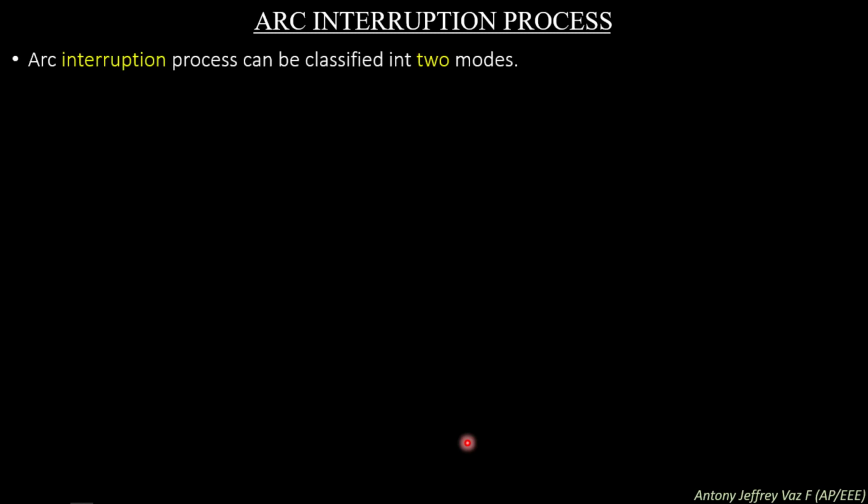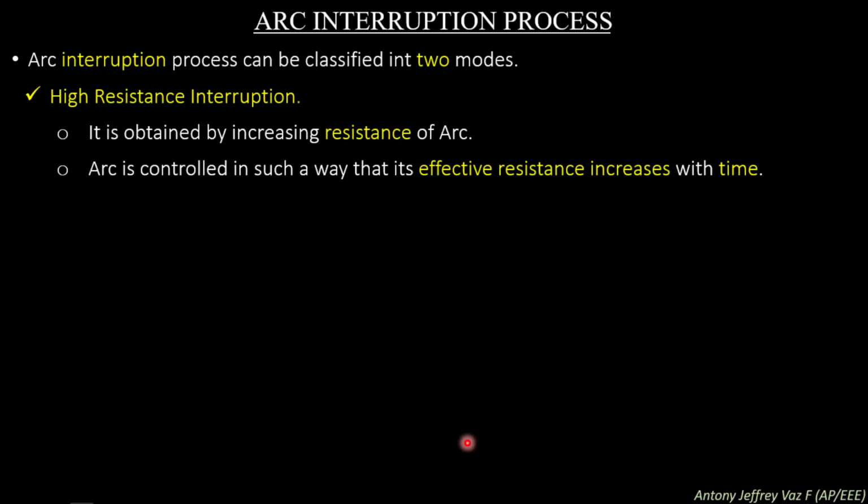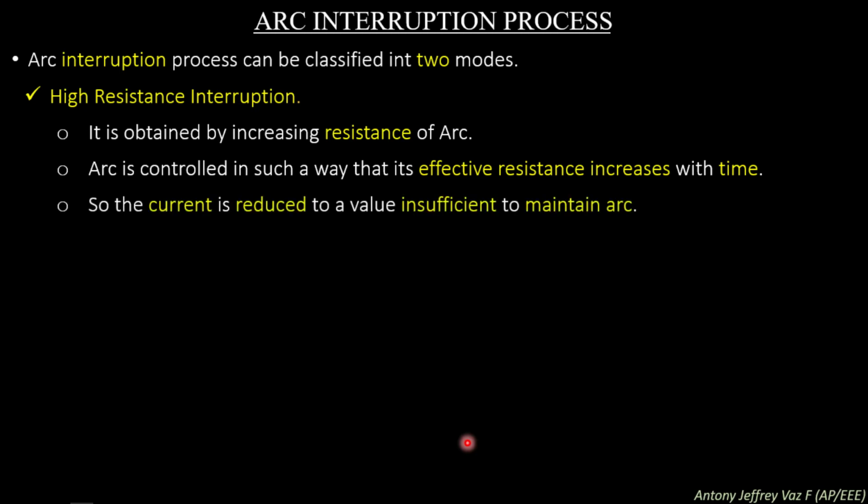Arc interruption process can be classified into two modes. High resistance interruption is obtained by increasing the resistance of the arc. The arc is controlled in such a way that its effective resistance increases with time. So, the current is reduced to a value insufficient to maintain the arc. The arc resistance is increased in three ways.